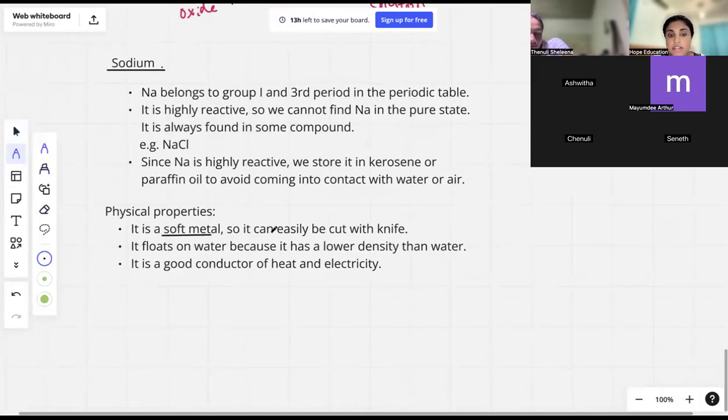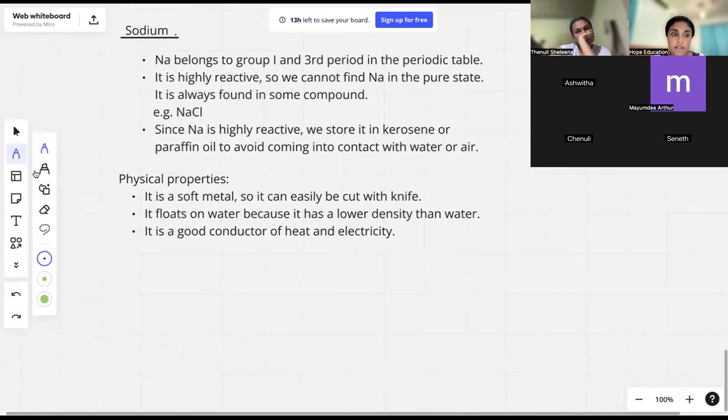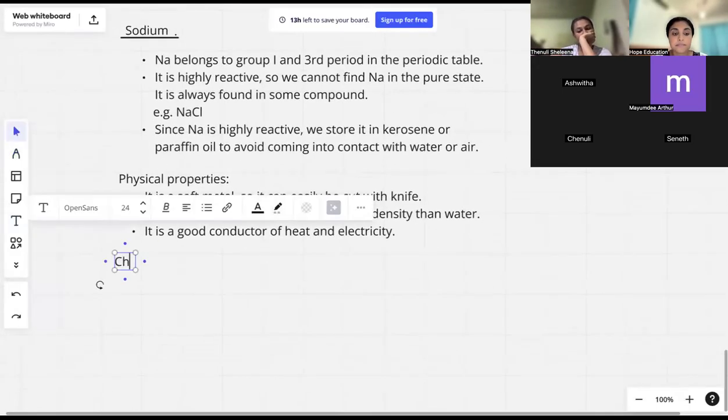So it's a soft metal, so it can be easily cut with a knife. You saw that in the video, right? Then you also saw that it floats on water, and they also checked whether it's a good conductor of electricity, and it did conduct electricity, right? Then we are going to talk about chemical properties of sodium.